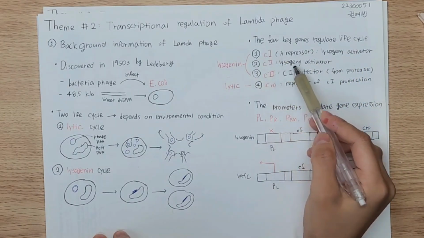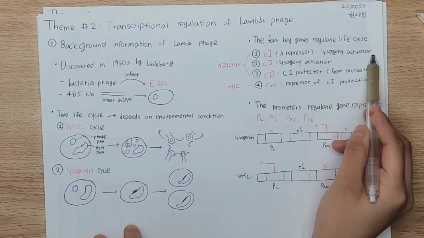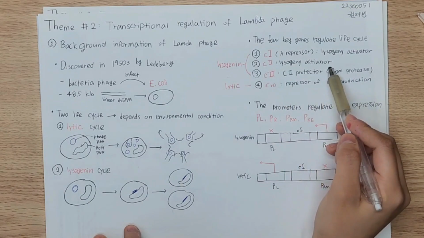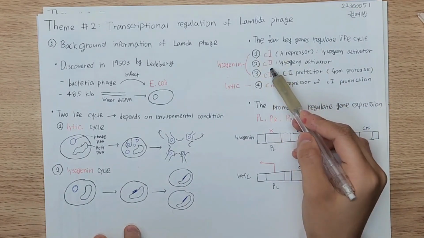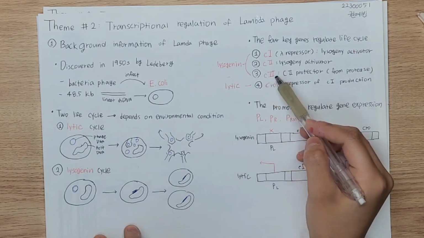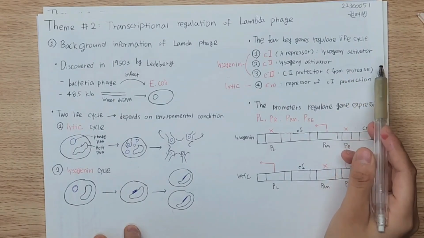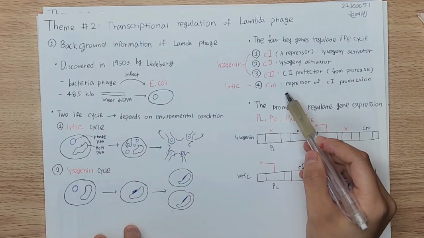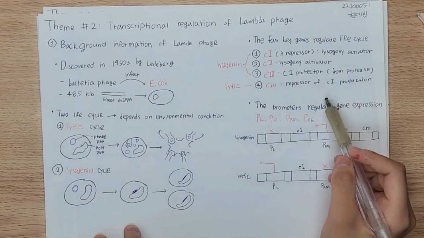The first one is C1, also called the lambda repressor, which acts as a lysogenic activator. The second one is C2, also a lysogenic activator. When both C1 and C2 are strongly expressed, the lysogenic cycle is promoted. The third one is C3, which protects C2 from protease-mediated degradation. Finally, CRO, the master regulator of the lytic cycle, acts as a repressor of C1 production.